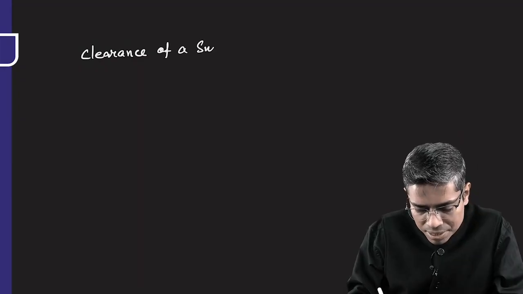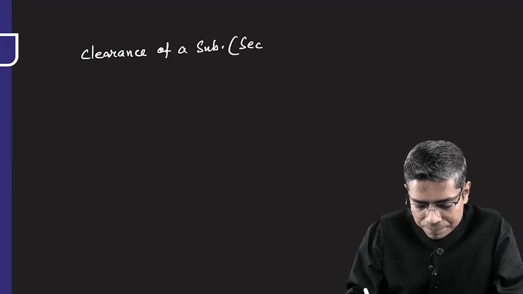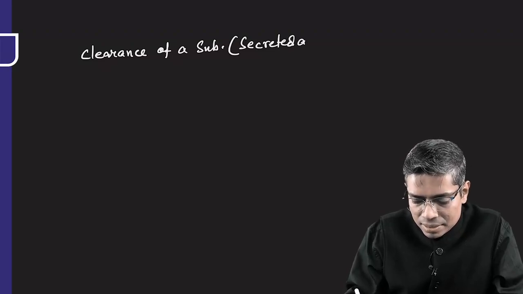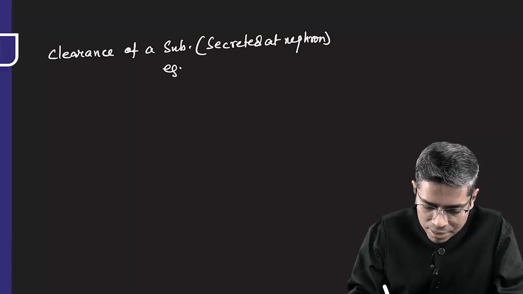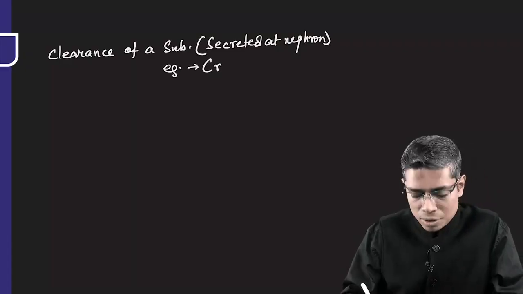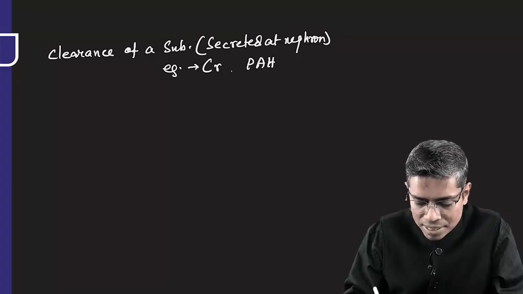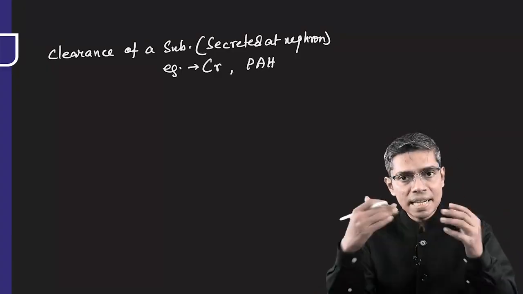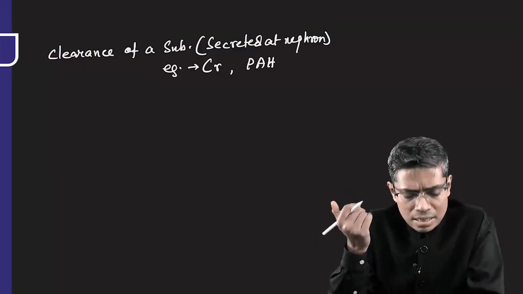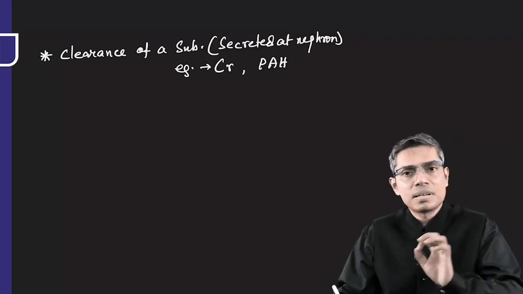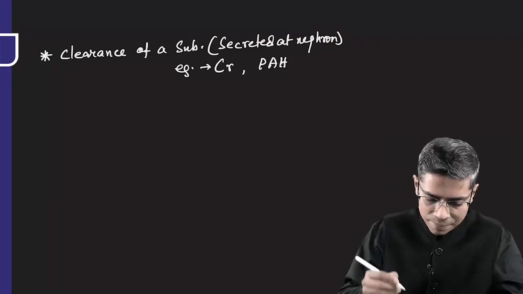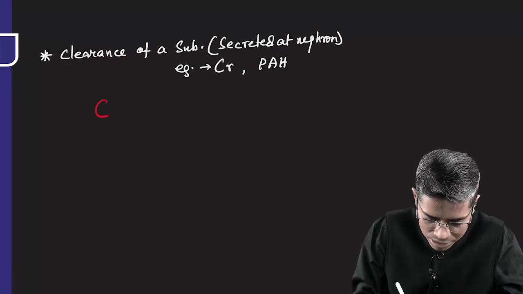Now I am measuring the clearance of a substance which is secreted at the level of the nephron. Such substances we have already discussed. An example of such a substance is creatinine. Not only that, para-aminohippuric acid. These are the substances which are secreted at the level of the nephron. Potassium is also secreted, depending on your potassium state in the body. So if I measure the clearance of a substance which is getting secreted at the level of the nephron, then what will be my concept? My concept will be like this.